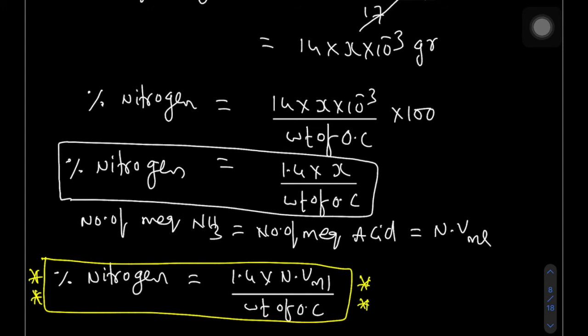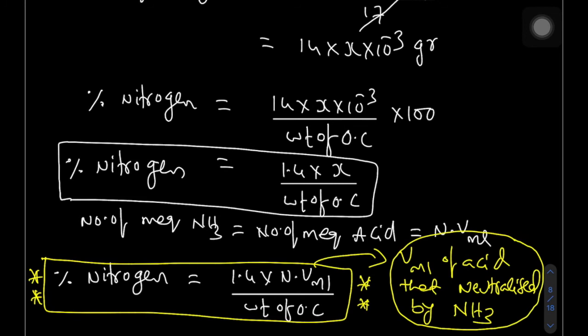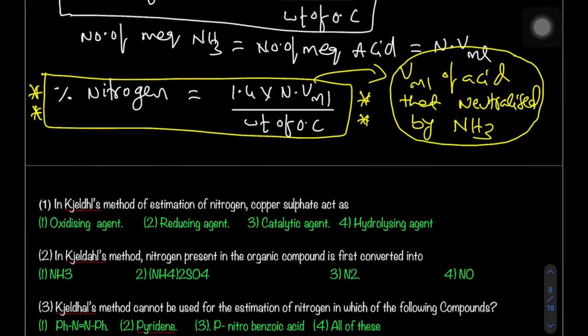1.4 into volume of acid multiplied by the normality of acid. Remember this volume in ml is the volume of acid that is neutralized by ammonia. This is very important because in the question excess of acid is given to you, but we should not take the total volume of acid. We only have to take that volume of acid which will be completely neutralized by ammonia.